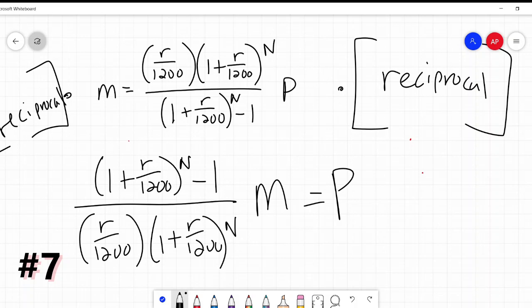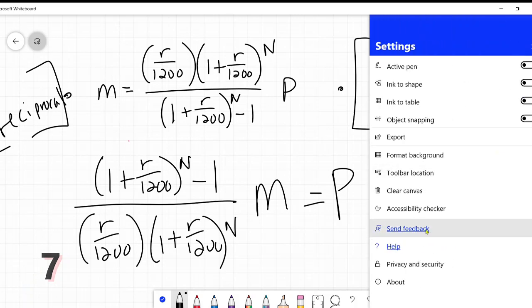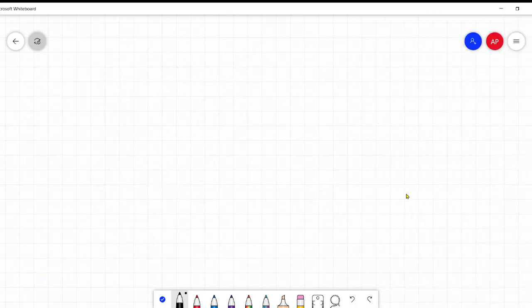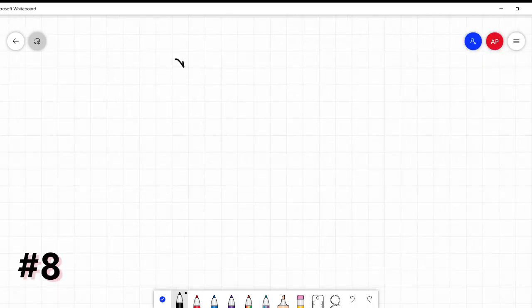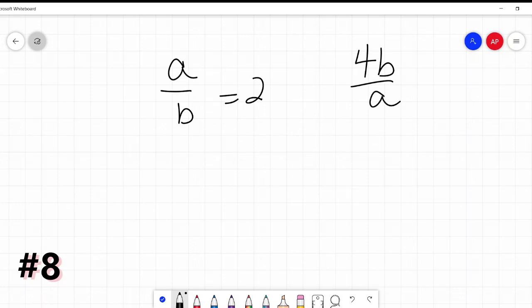Okay, so if you look, and be careful when you look, that is option B for your choices. If you know that about the fractions, you could do that very quickly, and it clearly looked like something that was not a quick problem. All right, number 8. If A divided by B equals 2, what is the value of 4 times B divided by A?